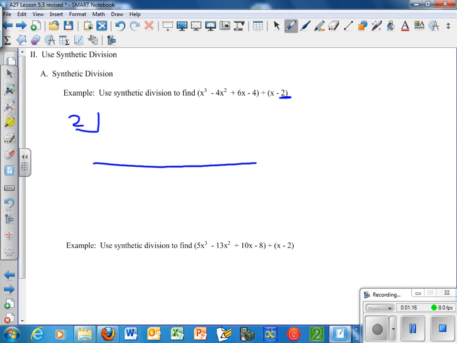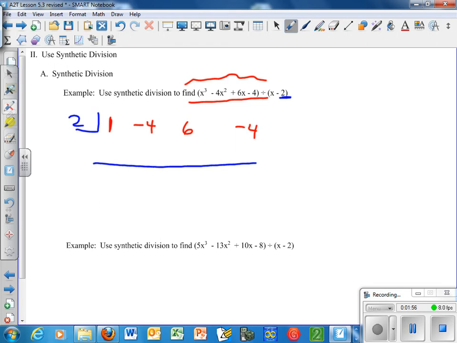Now, in synthetic division, you deal with the coefficients. So I'm going to look at the coefficients on what I'm dividing into, what we call the dividend. We have x cubed, then x squared, then an x term, and then a constant. So I'm going to write down the coefficients. On the x cubed, it's a 1. Leave a little space. My next coefficient on x squared is negative 4. Then on the x term, it's 6. And then you do need to put the constant in there as negative 4. So that's how I set it up.